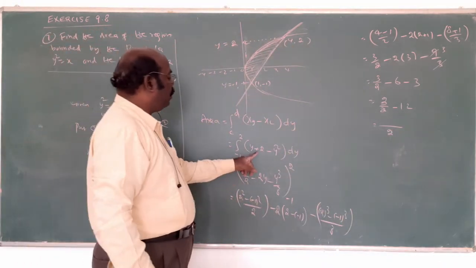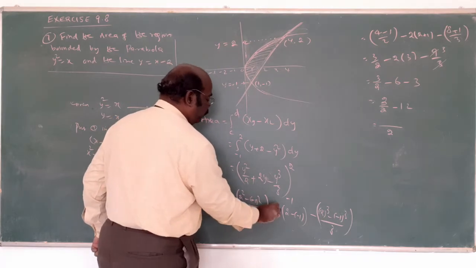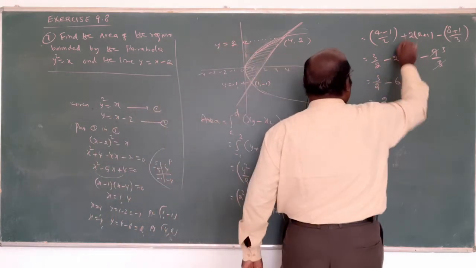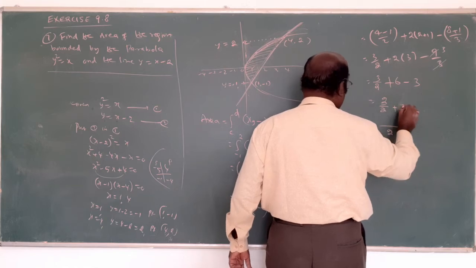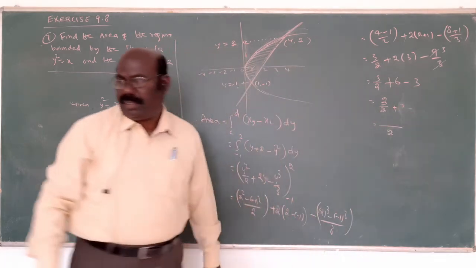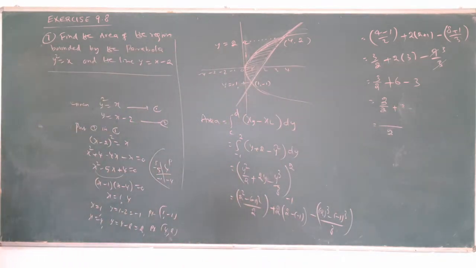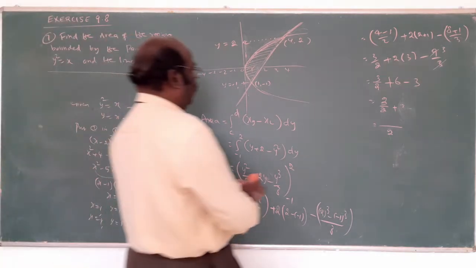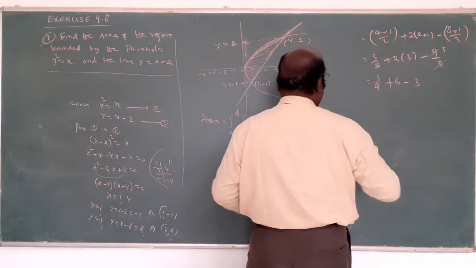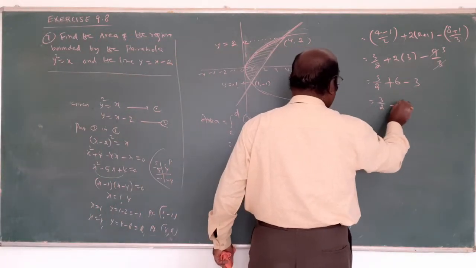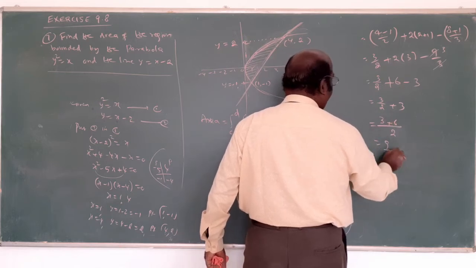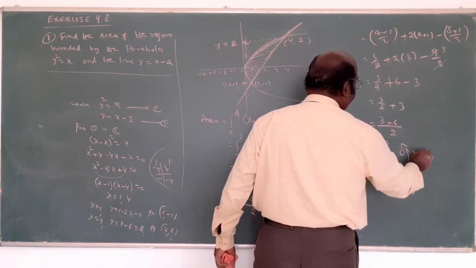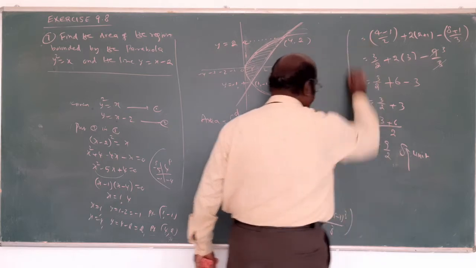Sorry, here actually it is plus, y plus 2, only 3. Now taking 2 as LCM, we take 3 by 2 plus 3. 2 is the LCM. 3 plus 6, 9 by 2 square units. This is important.